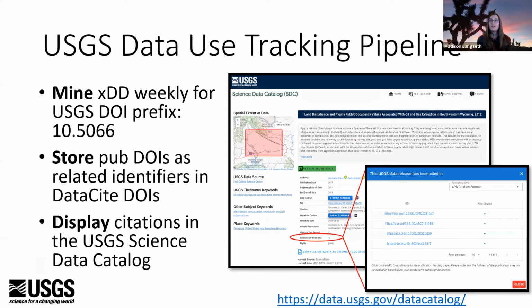And there are methods built into PubLink to help support higher levels of confidence for finding these USGS DOI mentions, allowing us to automate this workflow. And I'll go into a little more detail on that confidence later in this presentation. So we then display the related citations in the USGS Science Data Catalog, which is our metadata catalog. And this enables end users to understand how a particular data set has been used in the scientific literature.